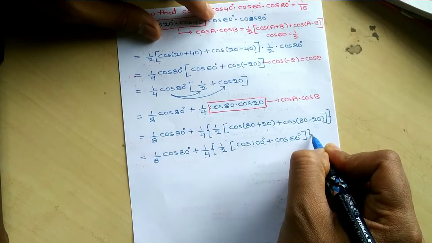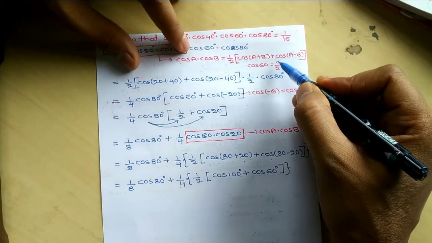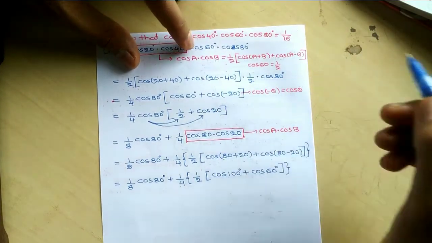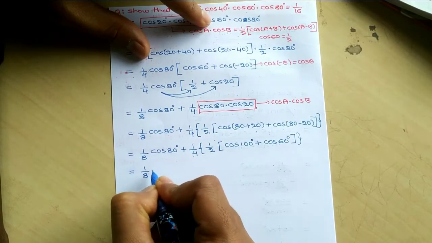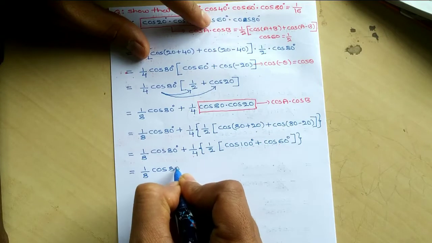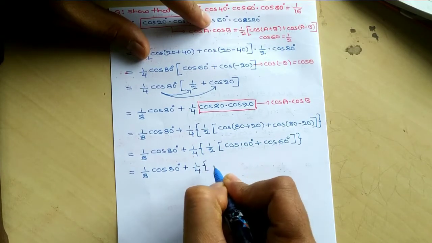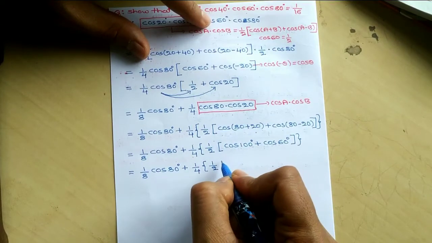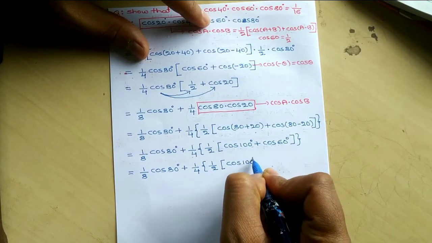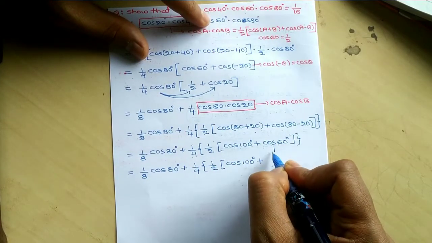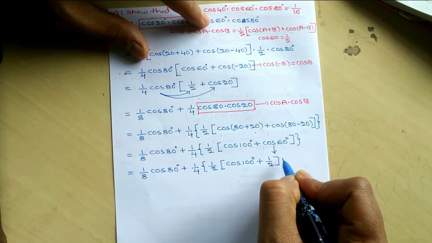So close the bracket. Again, you know cos 60 degree. Cos 60 degree value is how much here? 1 divided by 2. So which is equals to 1 divided by 8 into cos 80 degree, keep it as it is, plus 1 divided by 4 into 1 upon 2 also keep it as it is, into bracket cos 100 degree also I am going to keep it as it is. Here I am going to apply cos 60 degree value, that is 1 divided by 2.